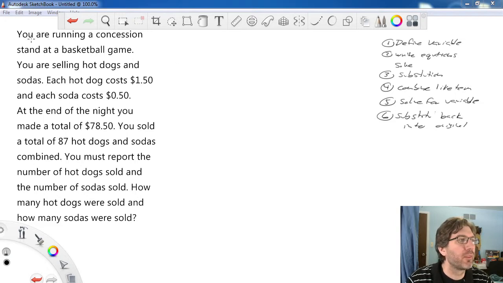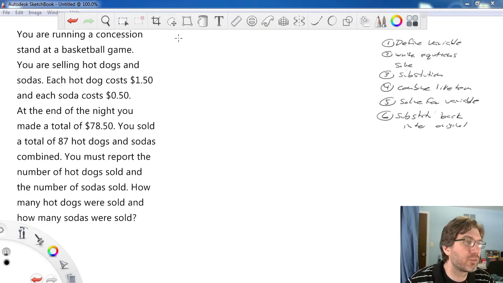Okay, let's look at this one. We are running a concession stand at a basketball game. You are selling hot dogs and sodas. Each hot dog costs $1.50, each soda costs 50 cents. At the end of the night, you made a total of $78.50. You sold a total of 87 hot dogs and sodas combined. You must report the number of hot dogs sold and the number of sodas sold. How many hot dogs were sold and how many sodas were sold.